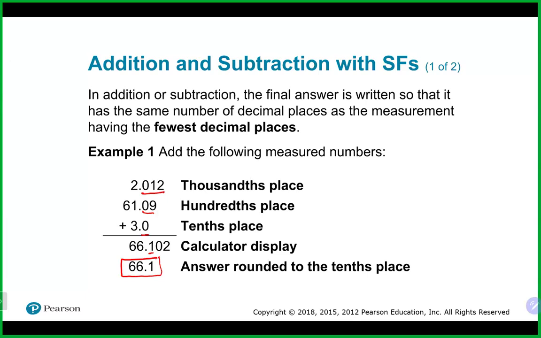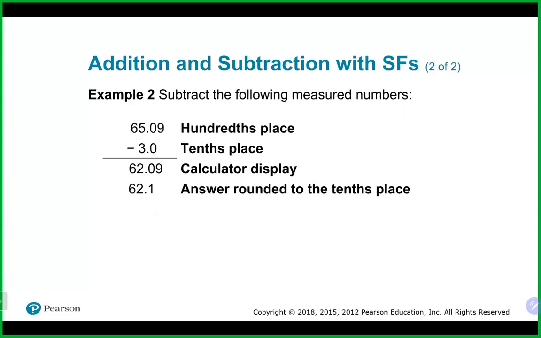So again, as we talked about, you might have to transition from significant figures to decimal or decimal to significant figures. Same thing for subtracting. 2 decimal places, 1, we should end up at 1. Here we're going to round up because that's a 9. And that would again give us 62.1, which is 1 decimal place.